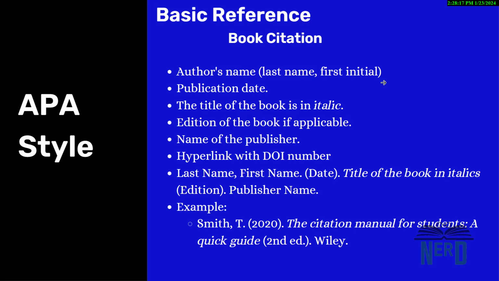Example here, first the last name, then the first name, remember the full stop, and then the date, and then the title of the book in italics, and edition also, and at the end the publisher name. For example, you can see Smith comma T, then the date here 2020, then in italic form we have the title, The Citation Manual for Students: A Quick Guide. Then there is the edition also, like in brackets you can mention second edition, and then full stop and Wiley. Remember that. So this is your book citation.